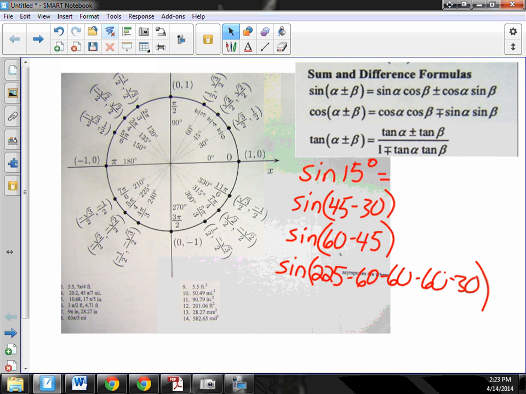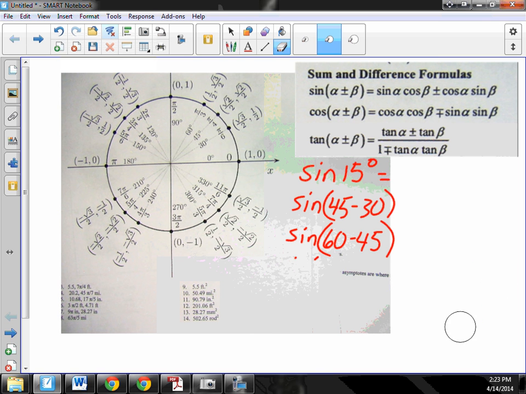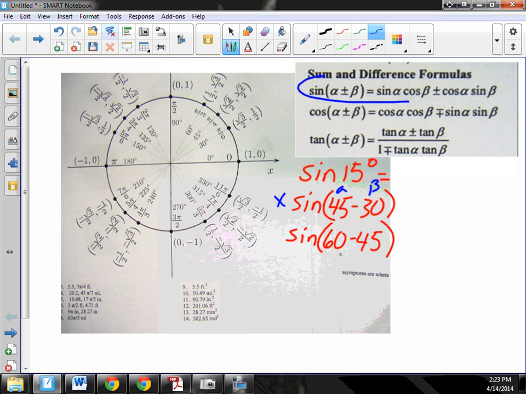Okay, so it doesn't matter which equation we use. We prefer a short equation. Now, let's look at this one. Alpha would be 45 and beta would be 30. And this is a difference formula, so I'm going to use sine, and the symbol between the two parts of the equation is going to be negative. Does everybody understand why?